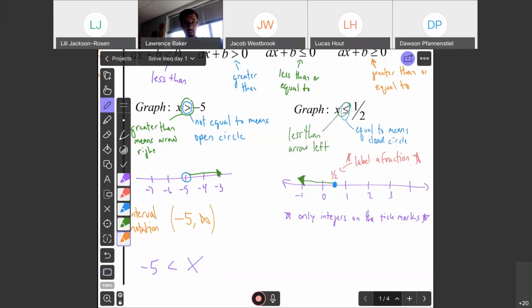Again, not that we're doing it, but I just want to keep it in your mind. If I was going to write this in interval notation, the arrow to the left would be negative infinity. And then we're stopping at 1/2. So that gets the 1/2 there. And then the 1/2 is a closed circle, so it gets a bracket. And then infinity is always going to get a parenthesis. So just seeing that in interval notation again. Again, you guys don't have to do that. I just want to show it to you.